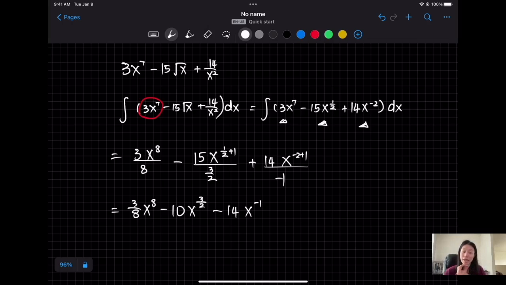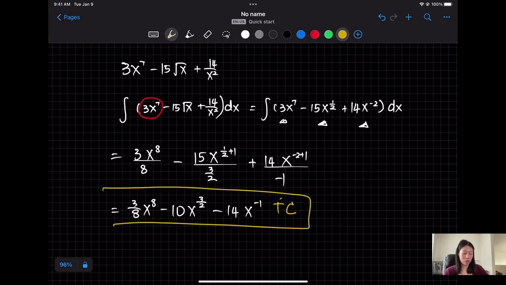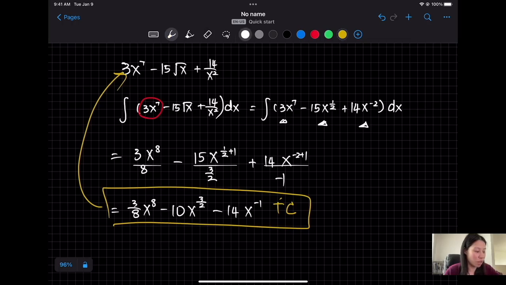Do we miss anything? Yes. Don't forget to add the constant c. One way to check this is to take the derivative of this function, and you will get back the original. So that means you did the antiderivative correctly. So now let's do another example.